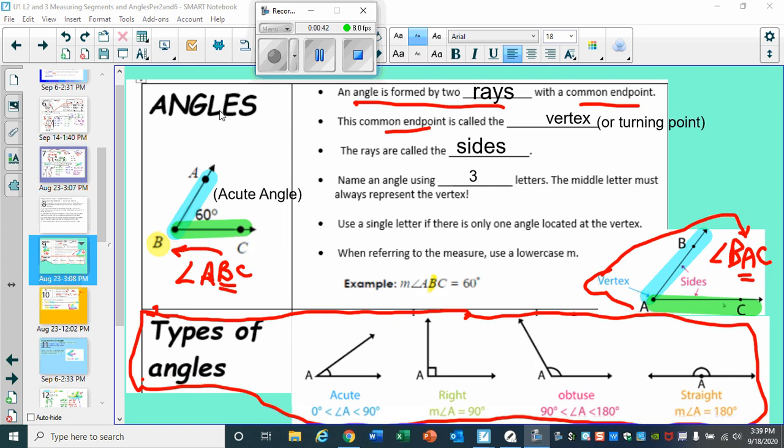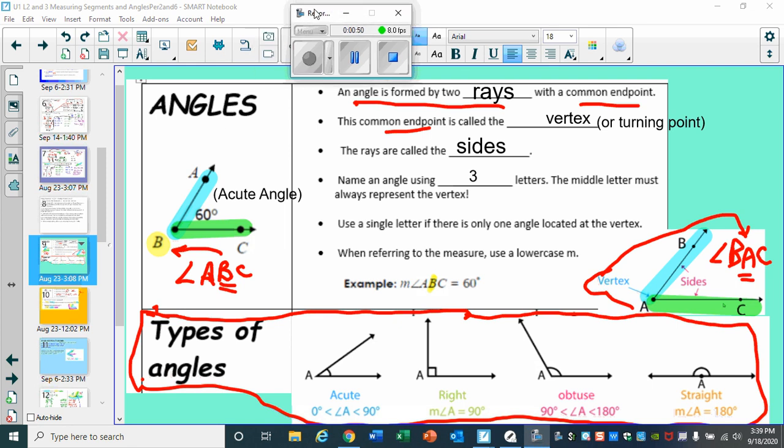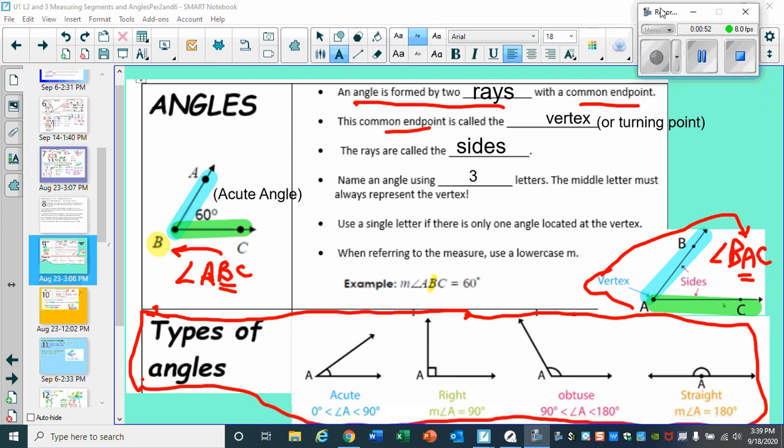That's your common endpoint. And since B is your vertex, you're always going to put your vertex in the middle as the middle letter. So when we name our angle ABC, again, B is your vertex that's in the middle. Now, if you named it CBA, that's okay too. That's not wrong. As long as your vertex is in the middle, you're good.